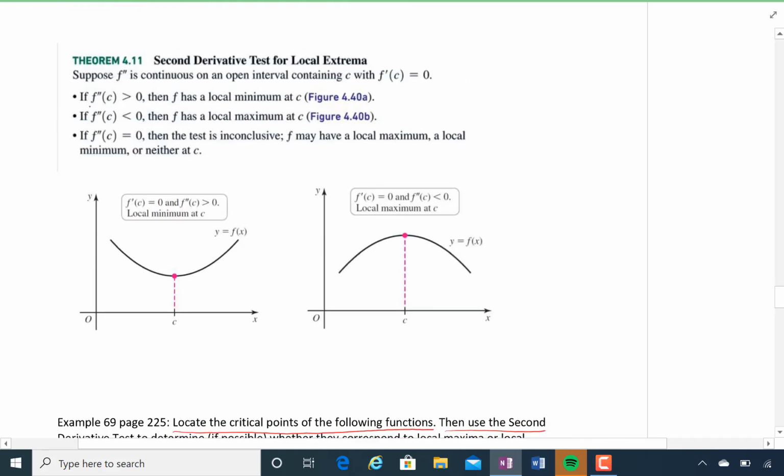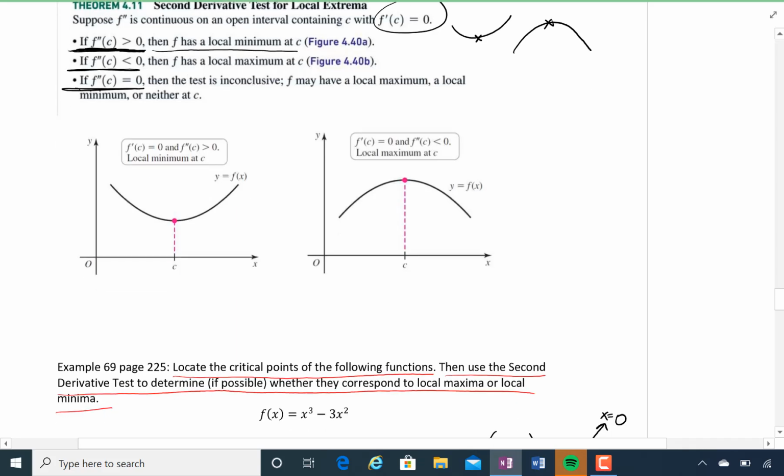But the property above says if f double prime at c, at some point that's a solution of the first derivative, is positive, then f has a local minimum. And does it make sense? Well, if the second derivative is positive, then it means it's concave up. So of course this point here, which is like the bottom of a valley, is going to be a minimum. And if the second derivative is negative, then it's concave down, so it's going to make a maximum there. And if the second derivative at the point is 0, then the test is inconclusive.